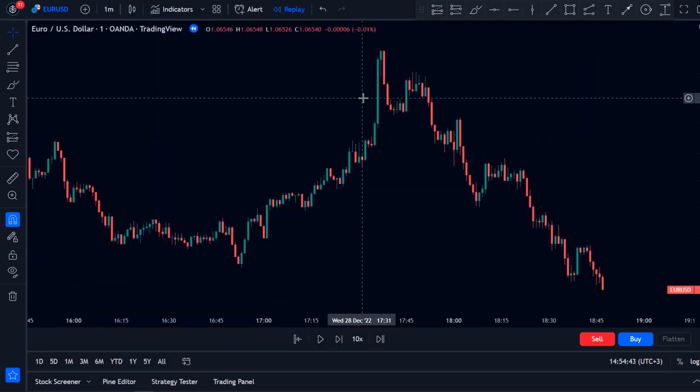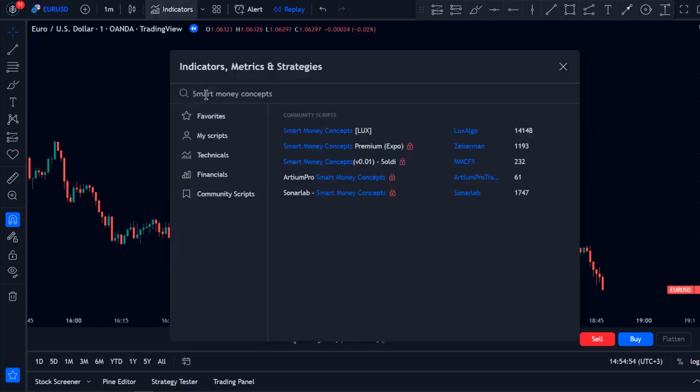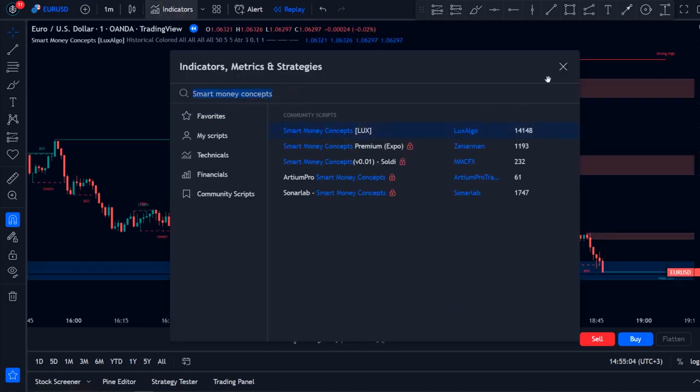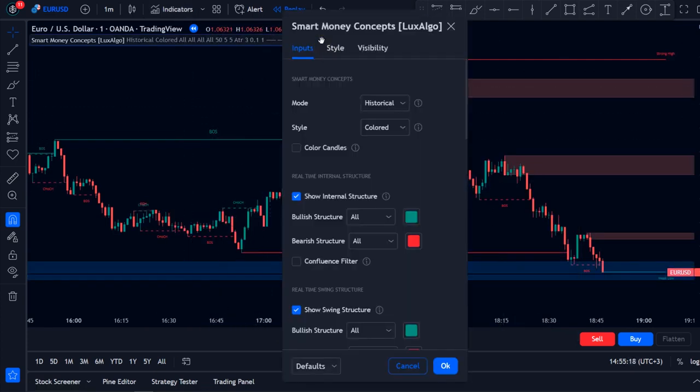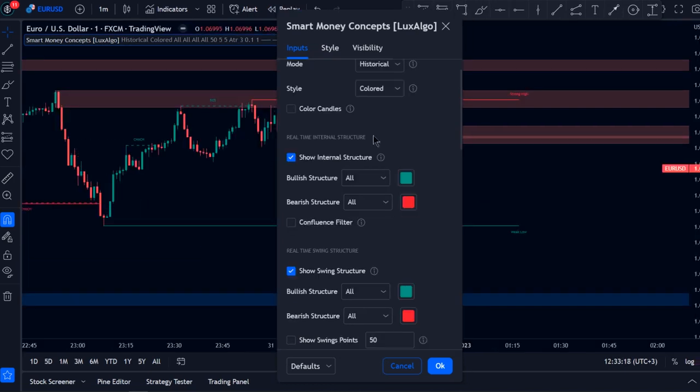Now, for this backtesting, I'm gonna be using the EURUSD on the 1-minute time frame, but you can do this strategy on any security that you like to trade. Head over to the indicator search tab and type in Smart Money Concepts. Be sure to select this one by Lux Algo. Then we're gonna access this indicator settings to make some changes. To do that, click right here. And on the Inputs tab, uncheck the following options exactly like I'm doing right now.